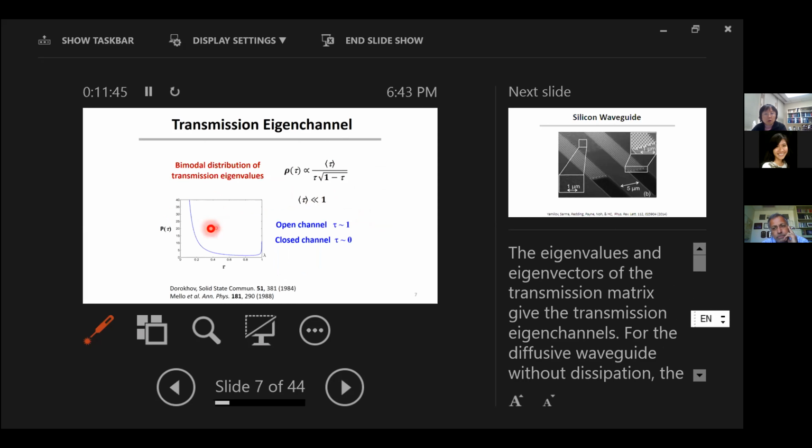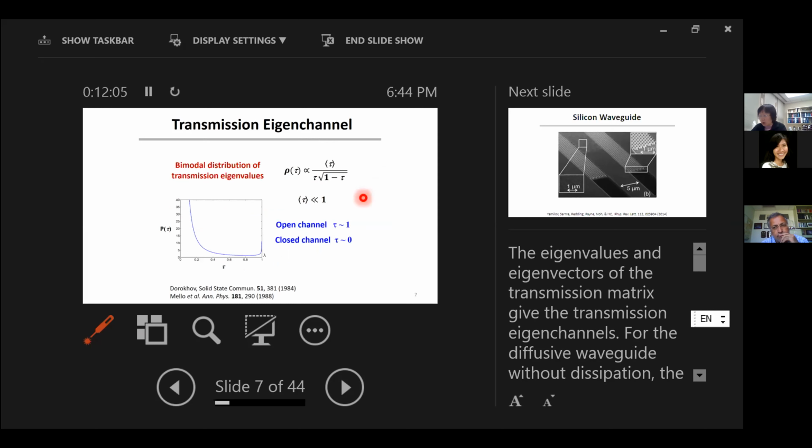This is a universal probability density function for the transmission eigenvalue, and that has been derived analytically, as I said, many years ago. So this is exactly correct. Yeah. So nothing gets scattered out of the waveguide.